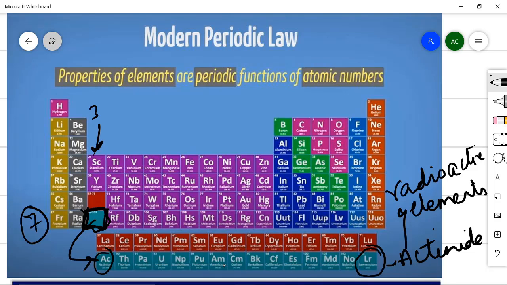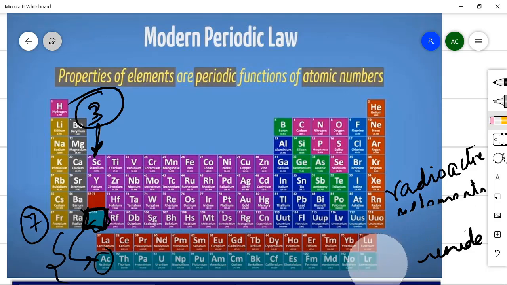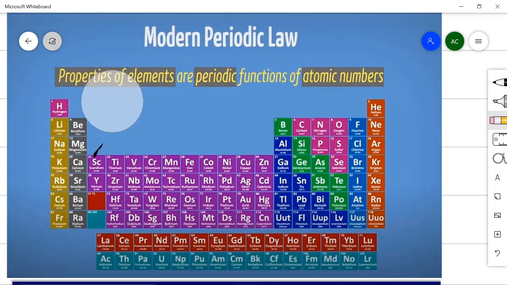So lanthanides and actinides have similar properties because they belong to the same group, that is the third group. Because they belong to the third group, they have got similar properties, and why are they shown at the bottom of this periodic table? Why are they not included in the main body of the periodic table?